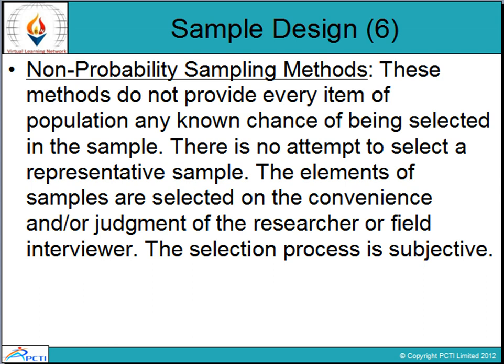When we discuss the non-probability sampling method, इस मेथड के अंदर हर आइटम के पास एक इक्वल प्रोबेबिलिटी नहीं होती सैंपल के लिए चूज होने की. So there is no attempt to select a representative sample. The elements of the sample are selected on the convenience and or the judgment of the researcher or the field interviewer. Now this selection process is very subjective in nature.